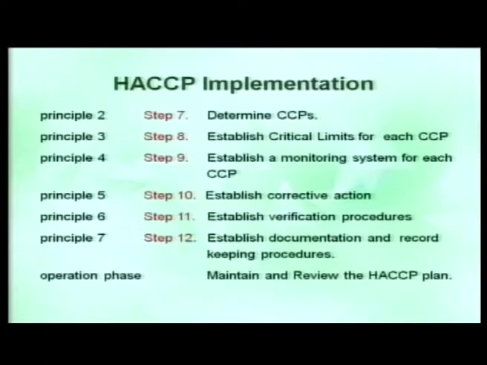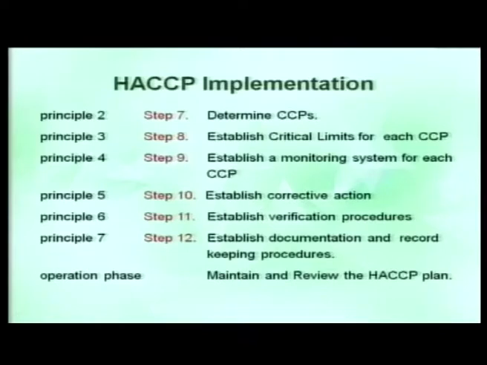The next step is establishing the critical limit for each CCP. For example, out of 10 control points, you have identified 2 as critical points. That means you need special controls here. If you know that this is my critical point and I need to have a special control, I need to establish a critical limit for that point. That means you accept or reject based on those limits.